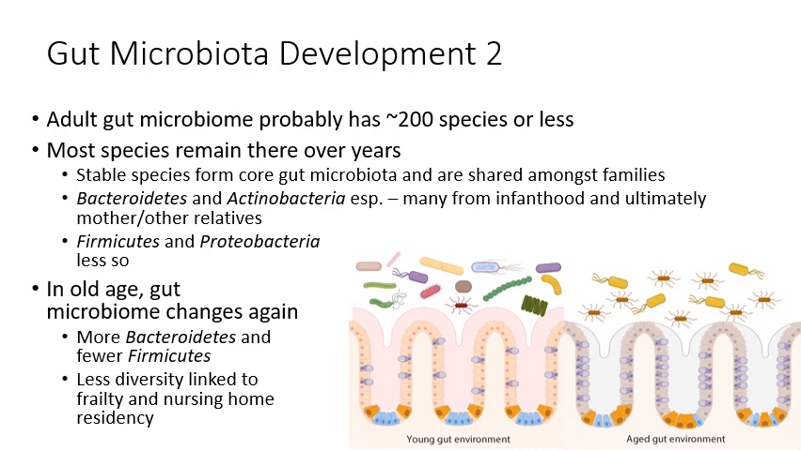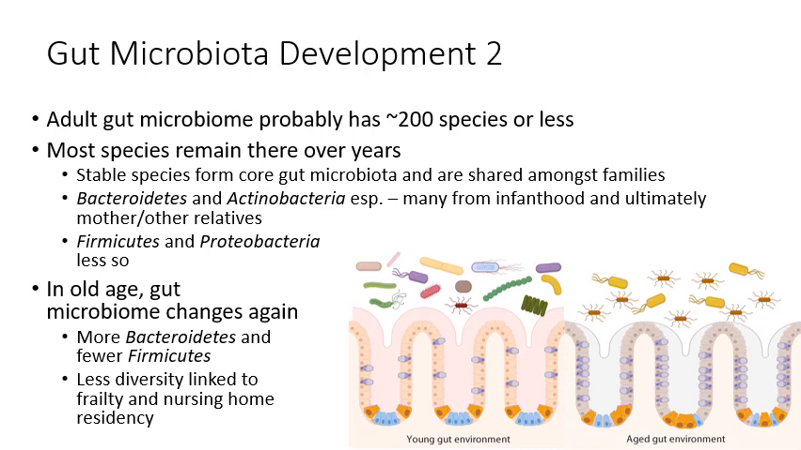Those are also the ones that are more likely to be shared with your relatives. The ones that are transient and just come in and come out are less likely to be shared with your family members. In particular, species that belong to the phyla Bacteroidetes and Actinobacteria are likely to be stable species that are part of the core gut microbiota. Species from the phyla Firmicutes and Proteobacteria are usually less likely to be stable species, less likely to be part of the core gut microbiota, less likely to be from a family member, more likely to be in and out.